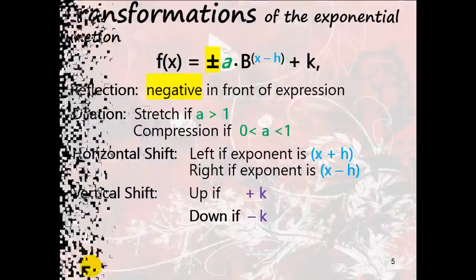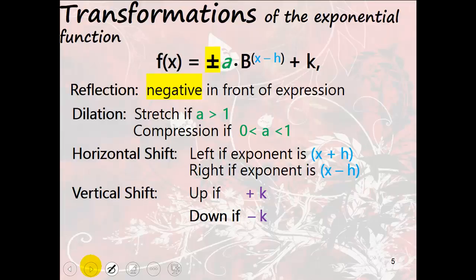The next thing we're going to do is talk about transformations. These are the same transformations that we've used before. If you have a negative in front, that's a reflection. It has to be in front of the whole thing. If you have a value of A and it's bigger than 1, it's a stretch. Between 0 and 1 is a compression.